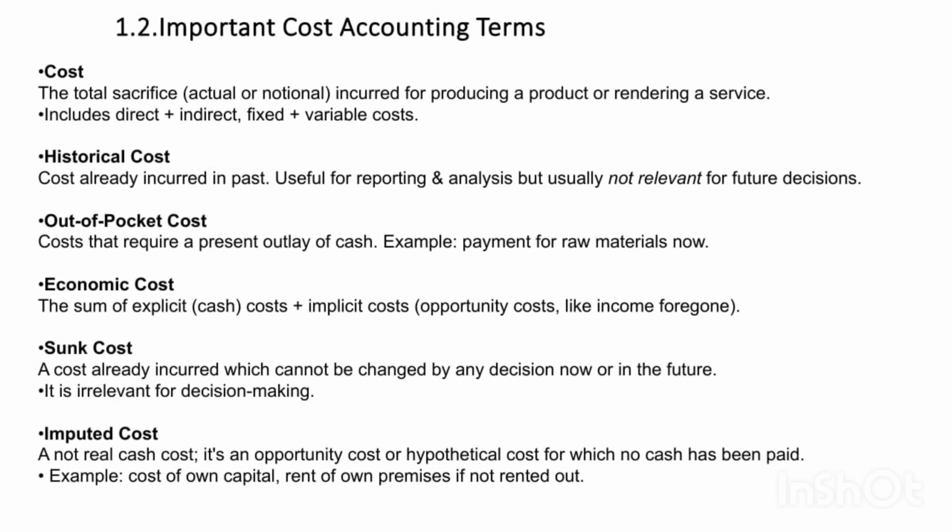Then the sixth one is imputed cost. Imputed cost is a non-cash hypothetical cost, like the rent of your own building. If you don't rent it out, you still consider the cost for the accounting process.